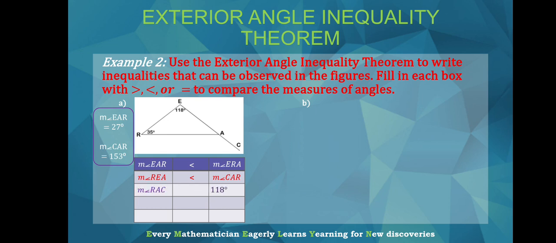Next, measure of angle RAC blank 118 degrees. The answer is greater than, because measure of angle RAC is 153 degrees. Next, measure of angle ARE blank measure of angle RAE. The answer is also greater than, because measure of angle ARE is 35 degrees, while measure of angle RAE is 27 degrees.